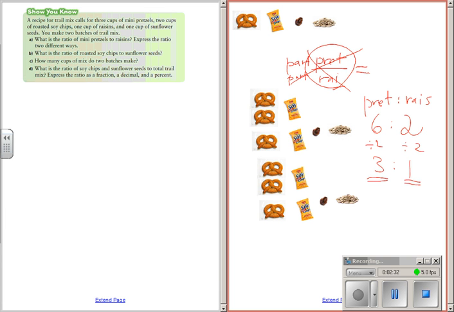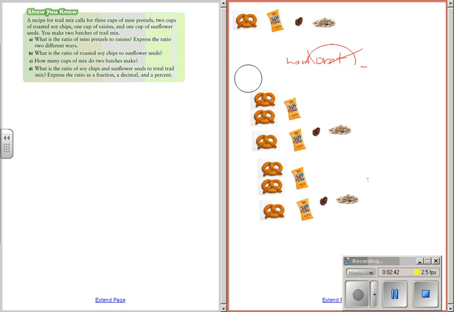In the second part, it says, how many cups of mix do 2 batches make? Well, the good thing is because I have my picture done here, I can actually look at, boy, the lag is awful, isn't it? Look at that. Because I have my picture drawn, I can actually just count. Each one of these pictures represents a cup. So we have 1, 2, 3, 4, 5, 6, 7, 8, 9, 10, 14 cups. 14 cups of stuff is how much 2 batches make.